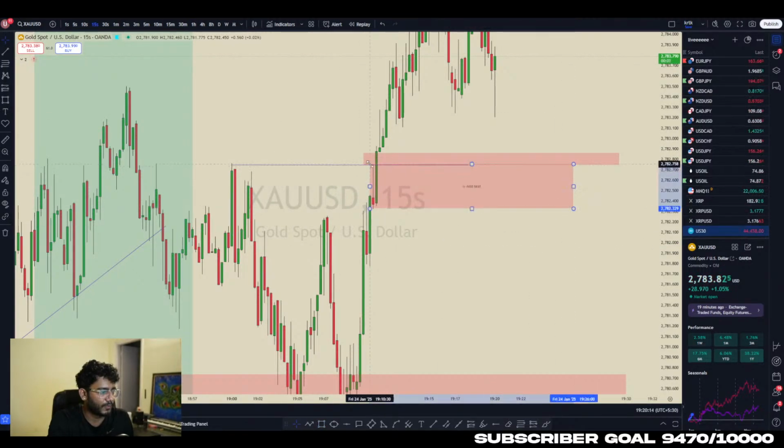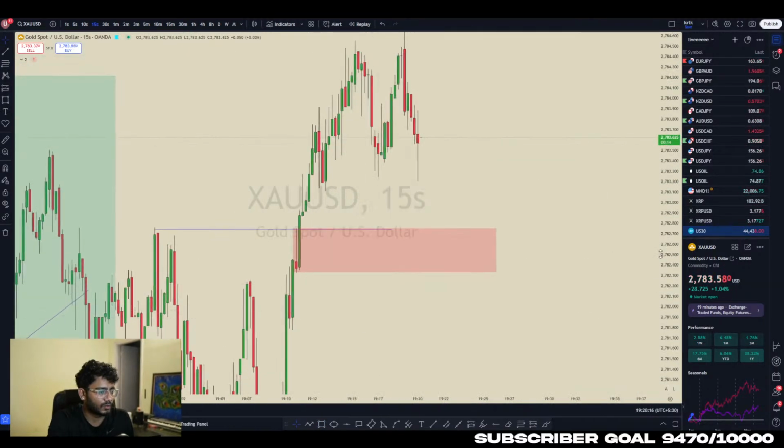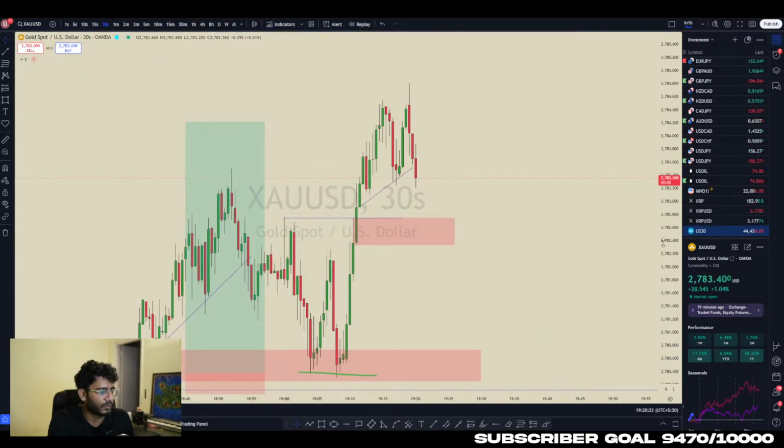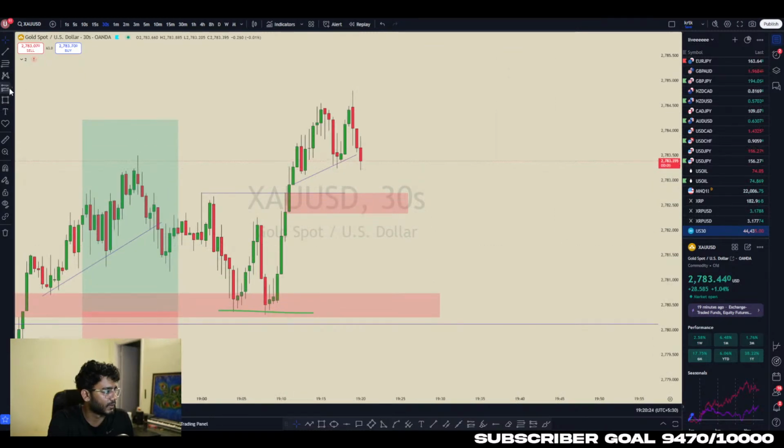So I think we can expect a retest on this area. So again, price has created this trend line liquidity, and I think price will tap this area again and it can continue the upside.